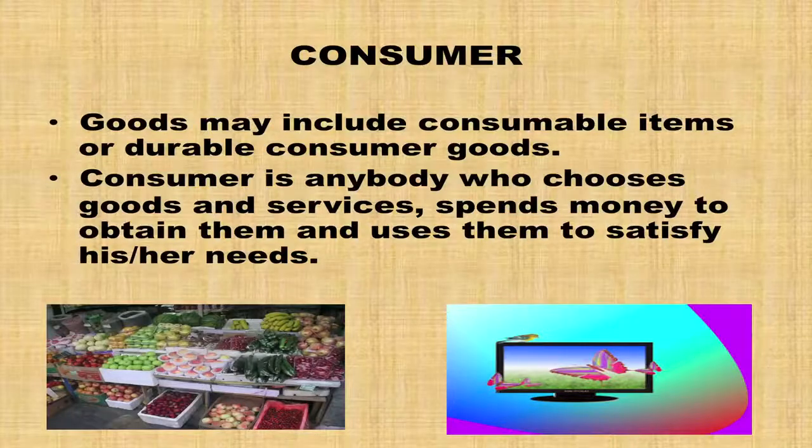For example, father will buy dress materials for the children. So he is buying goods for the children. So it is consumed by the children. Goods may include consumable items or durable consumer goods. Consumer is anybody who chooses goods and services, spends money to obtain them, and uses them to satisfy his or her needs. What do you mean by consumerism?